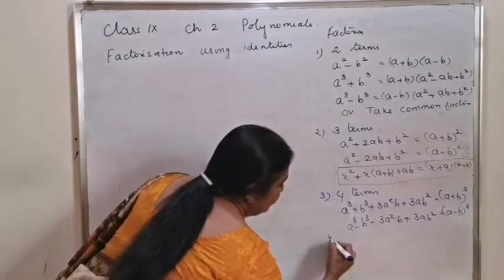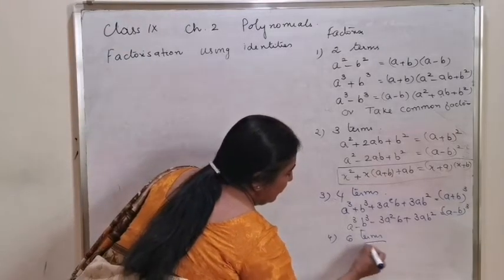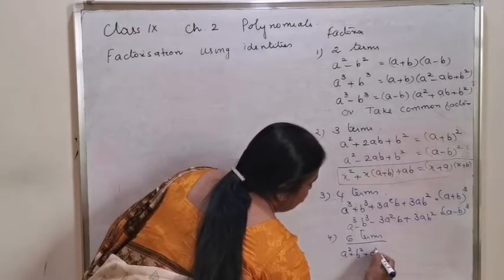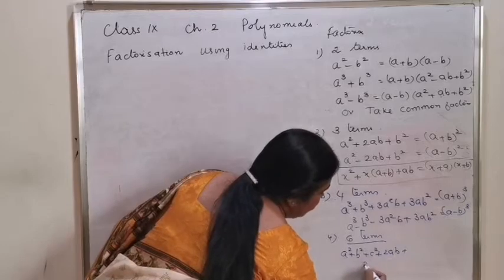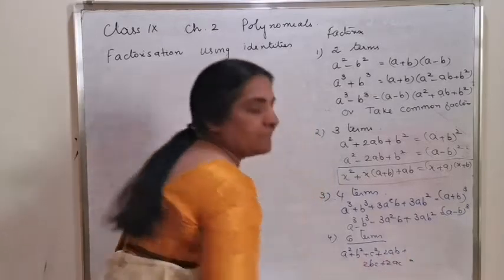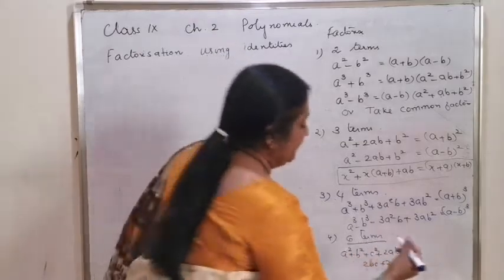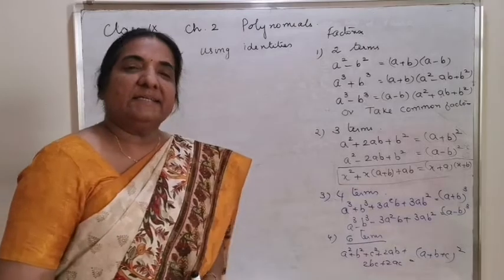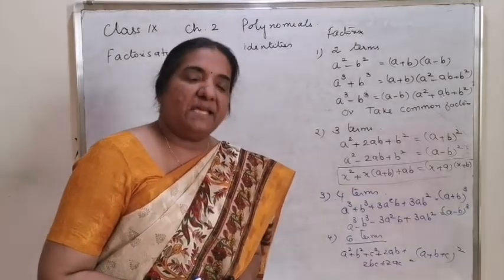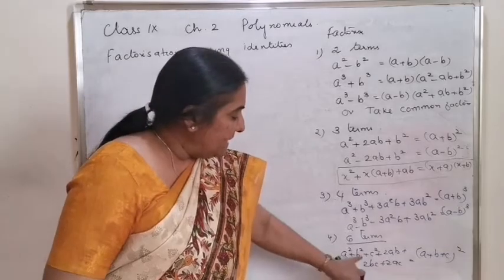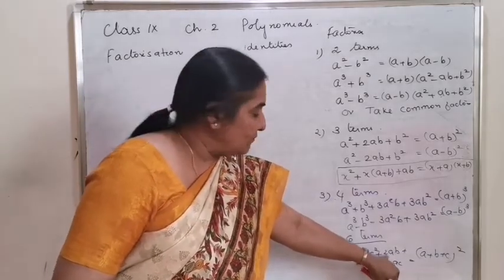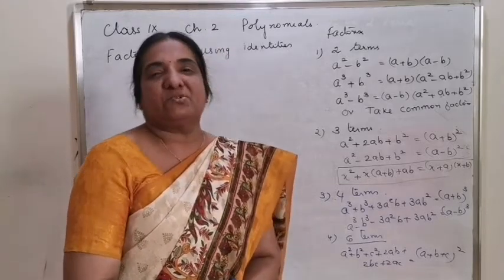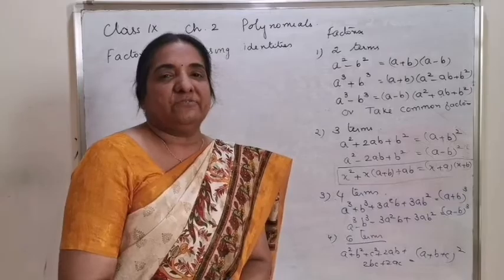When you have six terms of the form a square plus b square plus c square plus 2ab plus 2bc plus 2ac, the factorization pattern is a plus b plus c the whole square. The signs for the terms a, b and c can be allotted depending on the signs of the terms 2ab, 2bc and 2ac, because a square, b square, c square will always be positive terms.